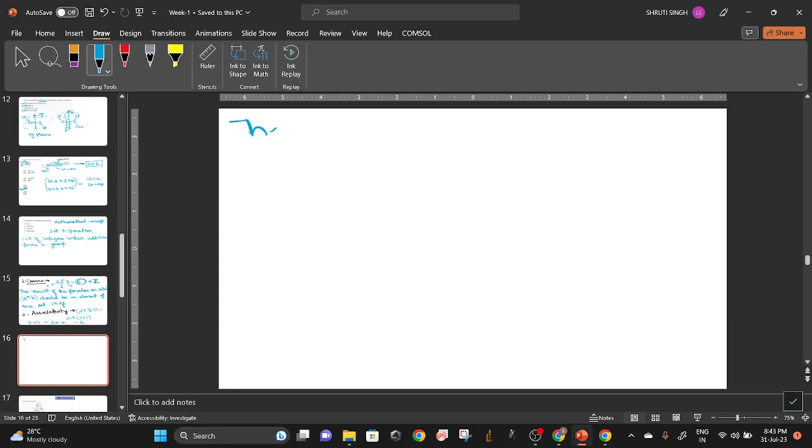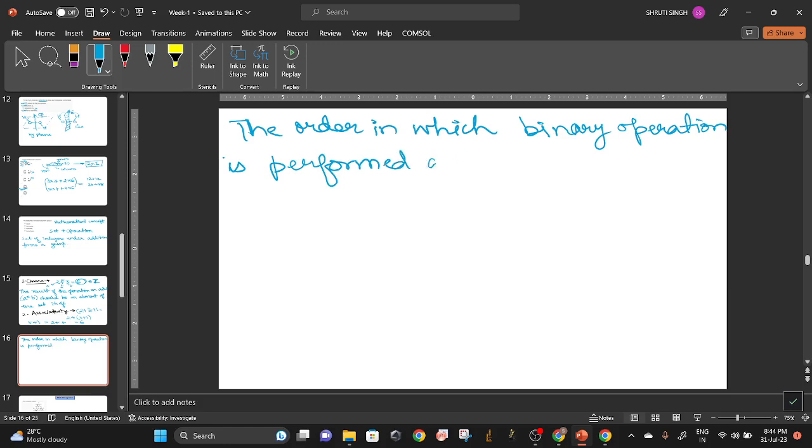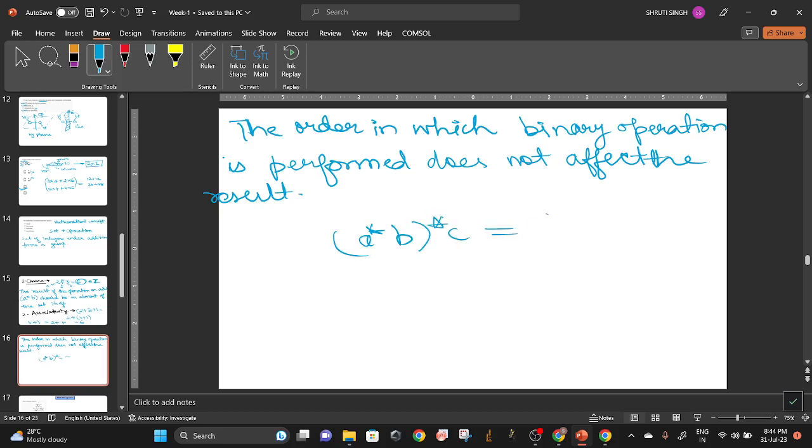So the order in which the binary operation is performed does not affect the result. That is, if we represent it, A star B star C is equal to A star B star C with B star C performed first. If any set under the operation star follows this criterion, then it is said to have the associativity property.